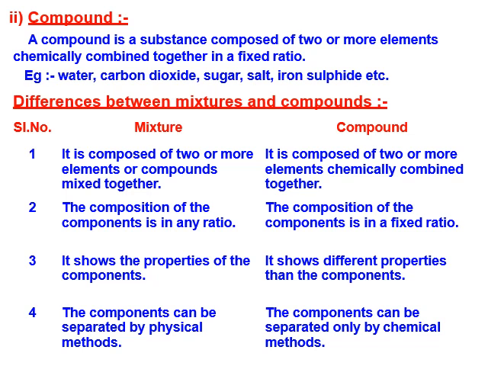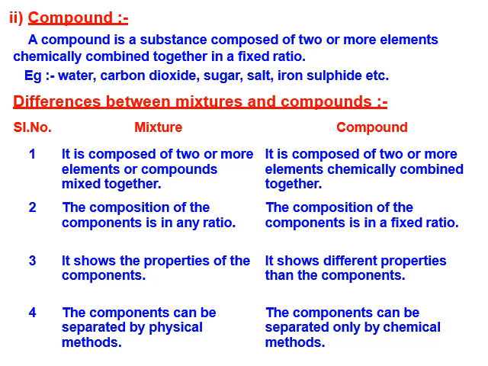Difference between mixture and compounds. Now, a mixture is composed of two or more elements or compounds mixed together, and compounds also consist of two or more elements chemically combined together. In a mixture, the composition of components can be in any ratio, but in a compound, the composition of the components is always fixed.